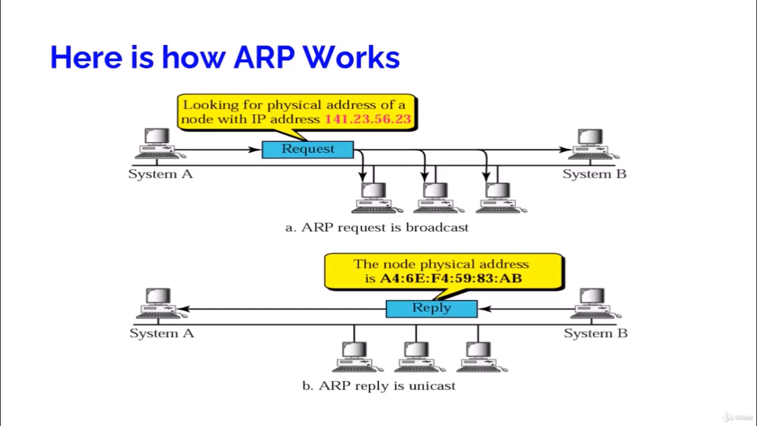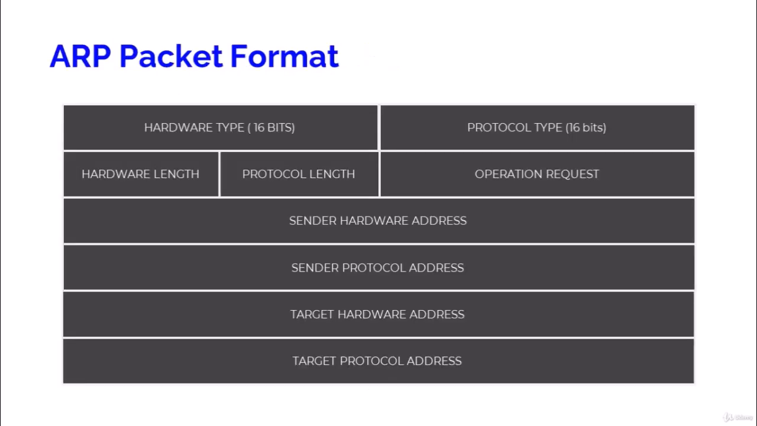And the last step, the source machine will update its address resolution protocol cache with the sender hardware address and the sender protocol address it received via the ARP reply message. So this is how ARP works. Now let us have a look at the ARP packet format.